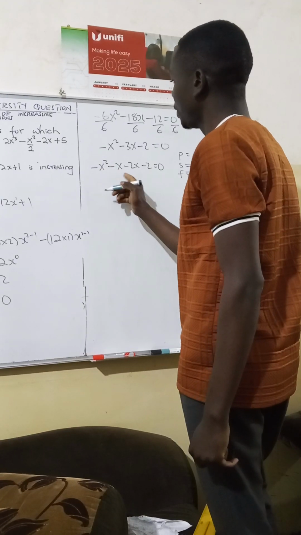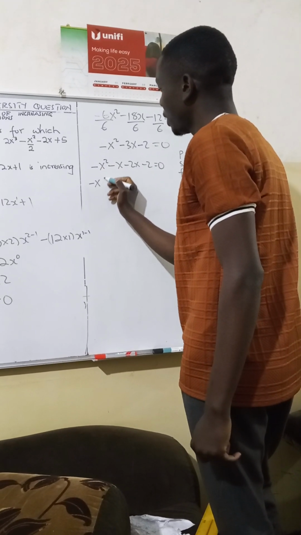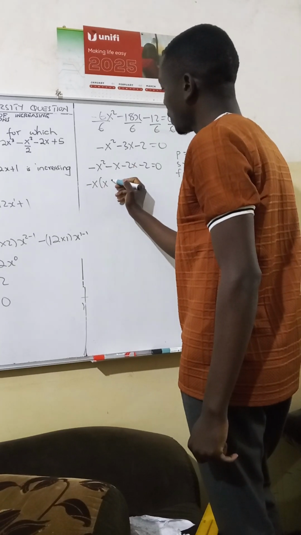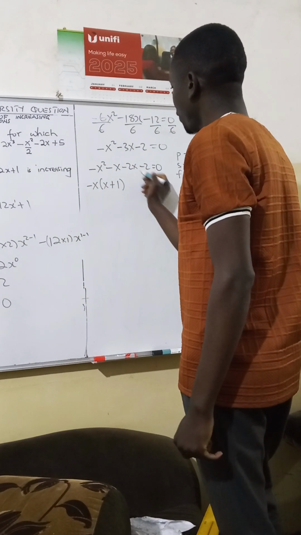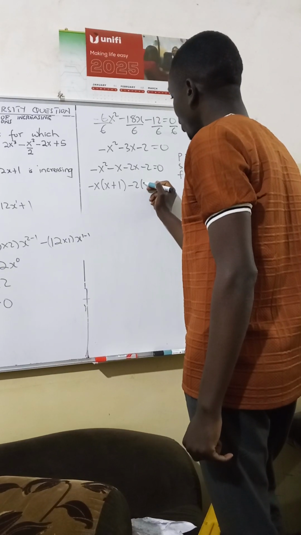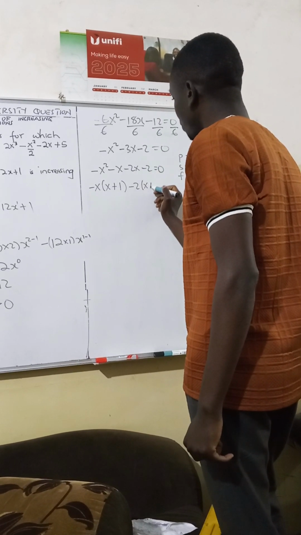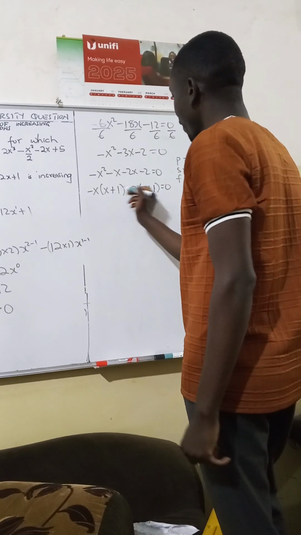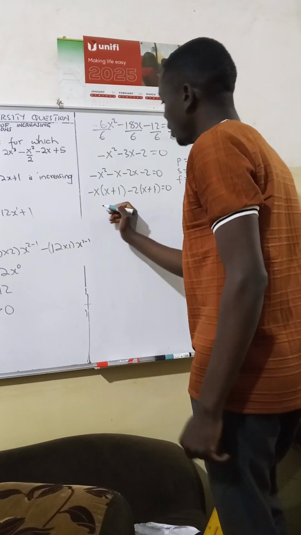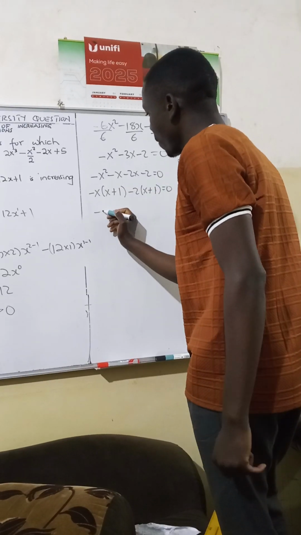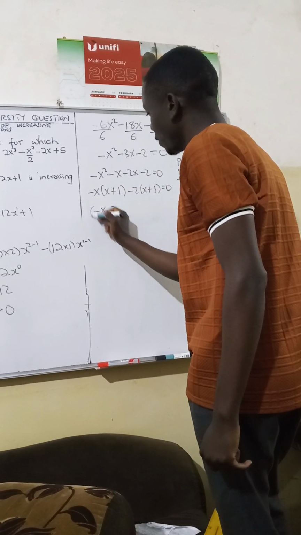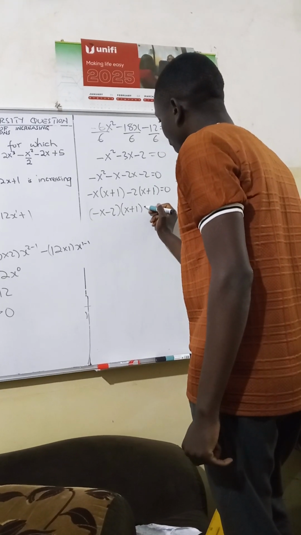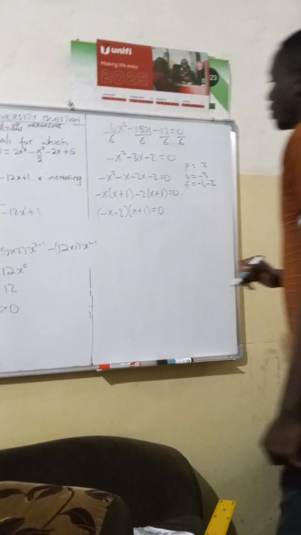Then I can factorize what is common. It's minus x there. I'm going to have x minus x into minus x, it's plus 1. Here it's minus 2, x minus 2 into minus 2 is plus 1. When you're factorizing, what is in the brackets has to be the same all the time. And I'll just get minus x minus 2, then x plus 1, is equal to 0.